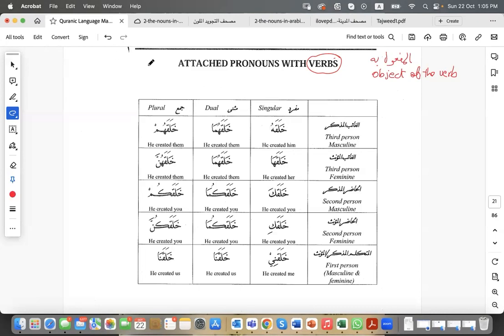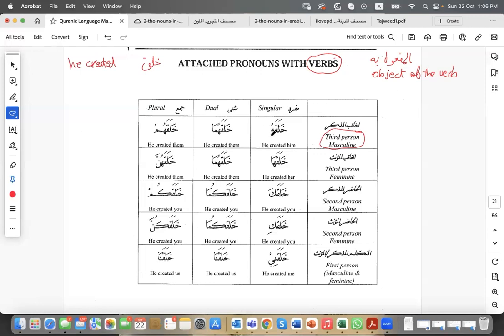Now we have here the verb خلق, he created. And our usual table, as you can see. So he created is going to be our verb that we're going to try adding all the attached pronouns at the end of it and see what the meaning is going to be, starting with the third person masculine as usual.